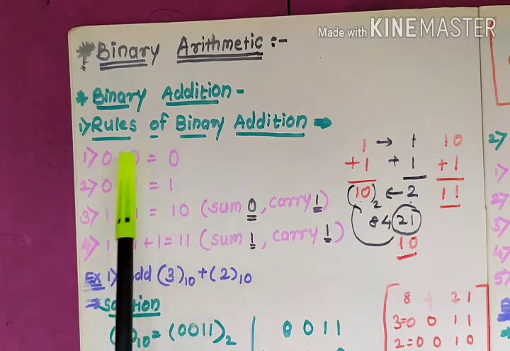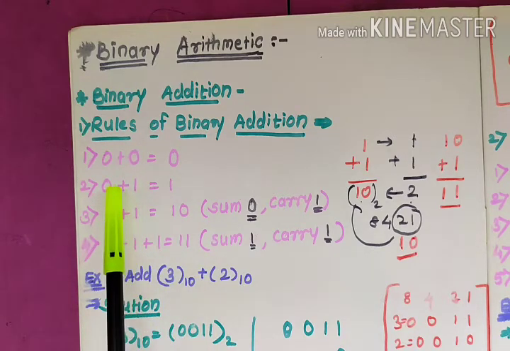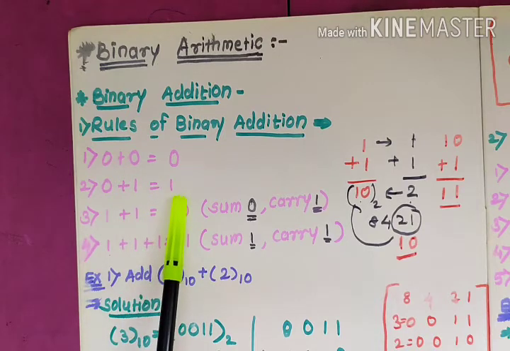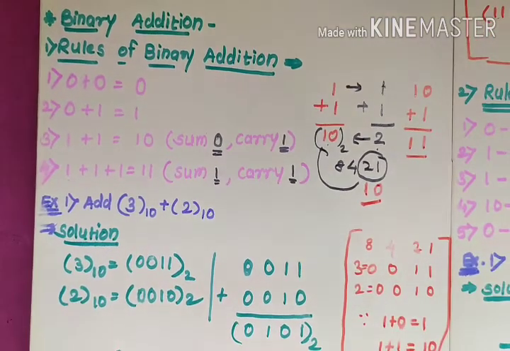So these are the basic rules. You have to remember these rules. Then and only then you can add the given different binary numbers. Okay. So first rule, let us revise. 0 plus 0 is equal to 0. 0 plus 1 is equal to 1. 1 plus 1 is equal to 10. 1 plus 1 plus 1 is equal to 11. Now let us see this example.